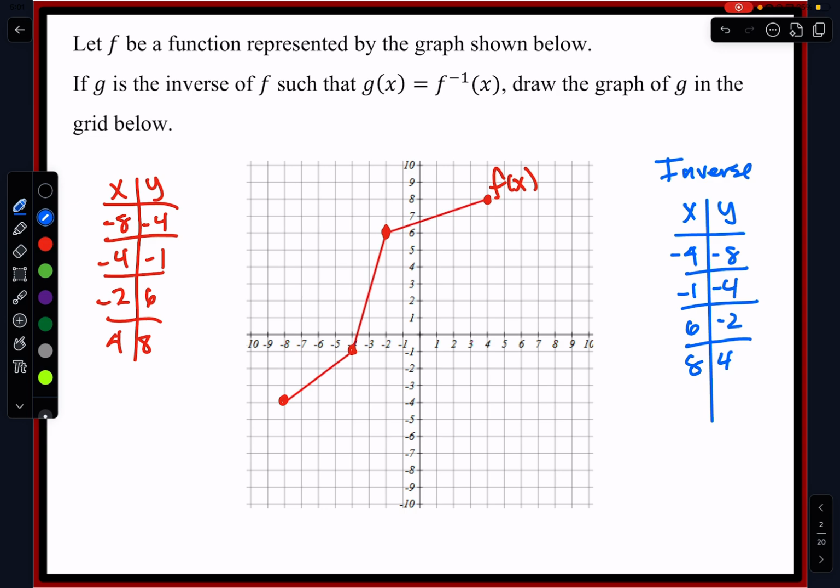So we're going to plot them again in order, starting with -4 and -8, -1, -4, 6 and -2, and then 8 and 4. So here is your inverse to this function f.